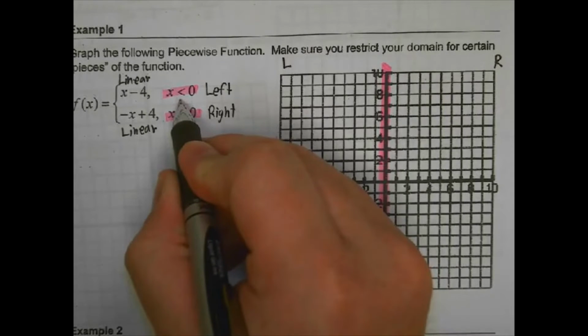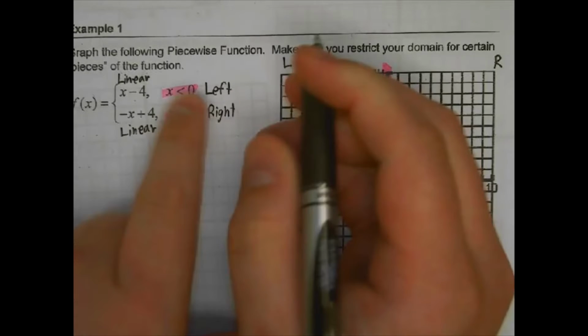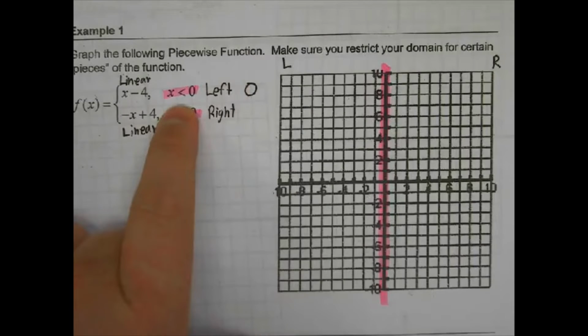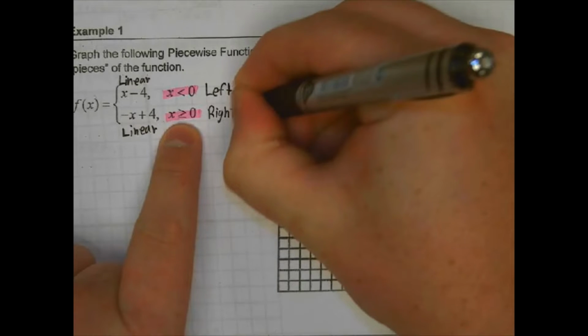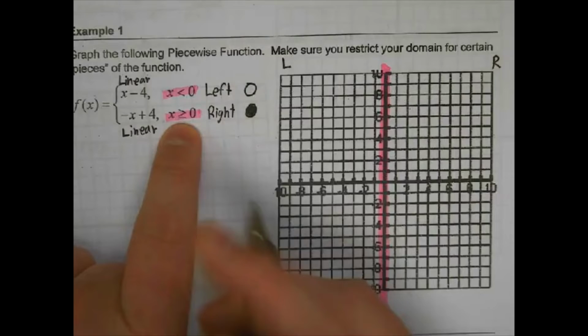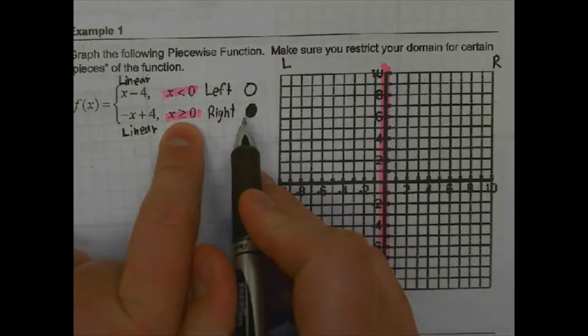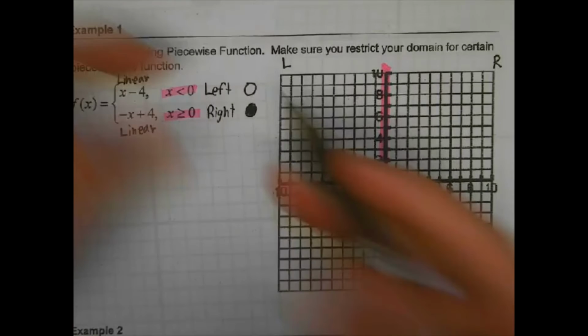This is not equal to, this is equal to. So if it is not equal to, you will have an open circle. And if it is equal to, you will have a closed circle. So it's very similar to graphing on a number line in terms of equal to. If it is equal to, you will have a closed circle. If it is not equal to, you will have an open circle.